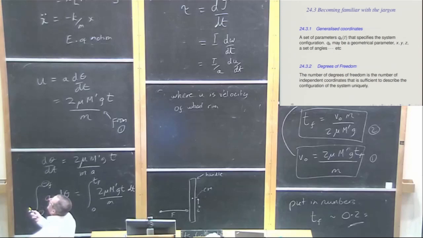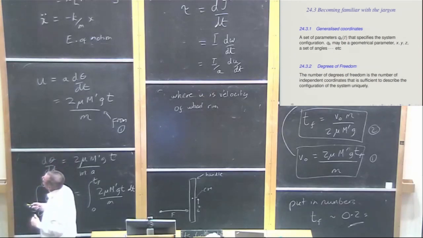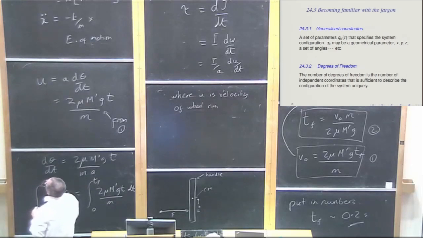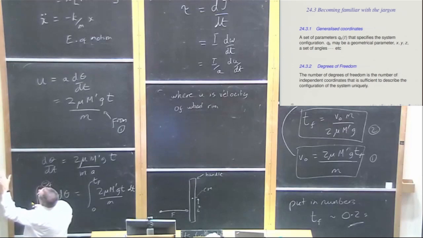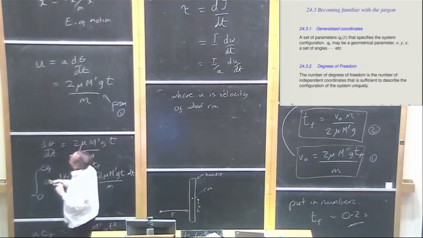So these can be x, y, or z, or they can be angles, for example. Degrees of freedom. The number of degrees of freedom is the number of independent coordinates that is sufficient to describe the configuration of the system uniquely.